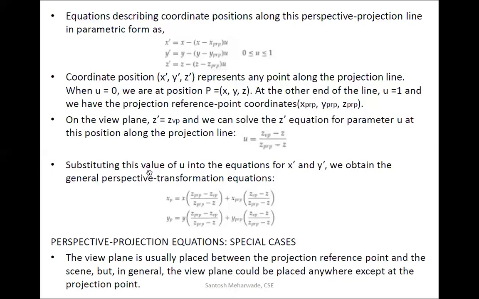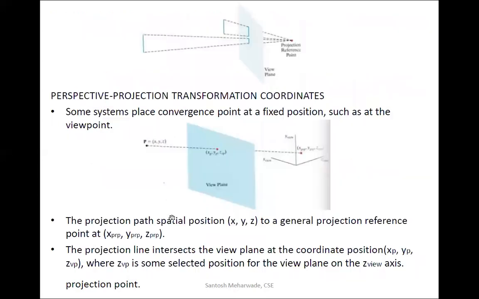By substituting this u value into the equations for x dash and y dash, we obtain this type of equation. This is the perspective projection of the x and y values. Projection means we will get the projected x and y values.